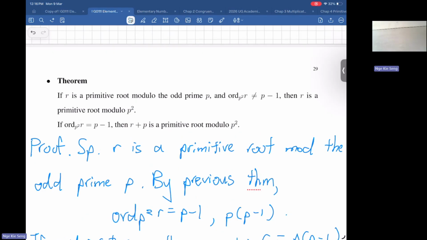So this theorem says that if r is a primitive root mod p and the order of r mod p squared is not p minus 1, then r is a primitive root mod p squared, like what we did before. But if the order of r mod p squared is p minus 1, then it's not a primitive root, right? So what do you do? You don't just stop. You just add p to it, and r plus p would be a primitive root.